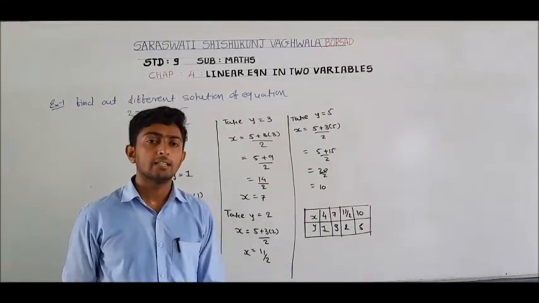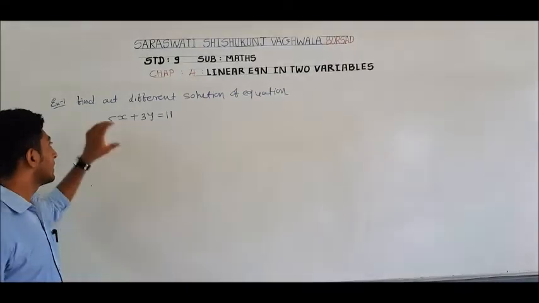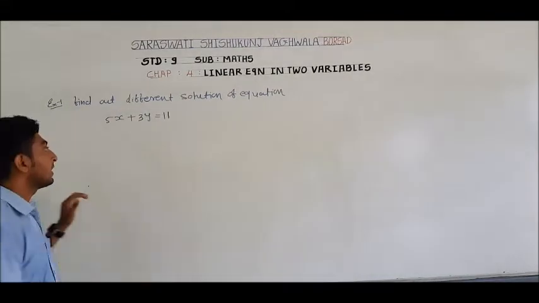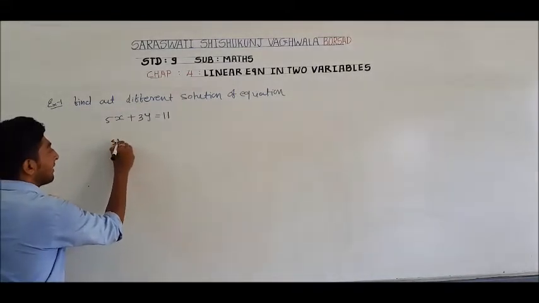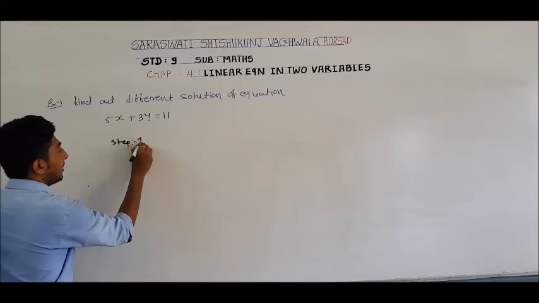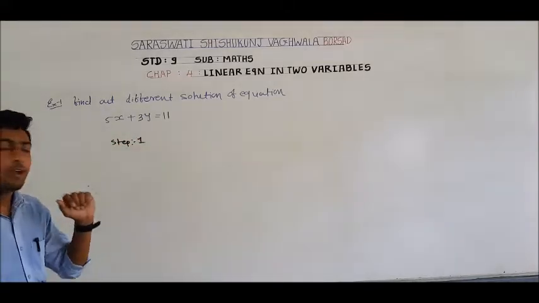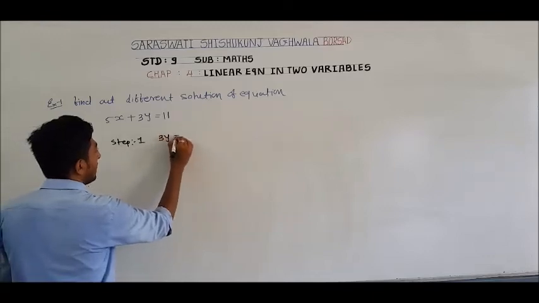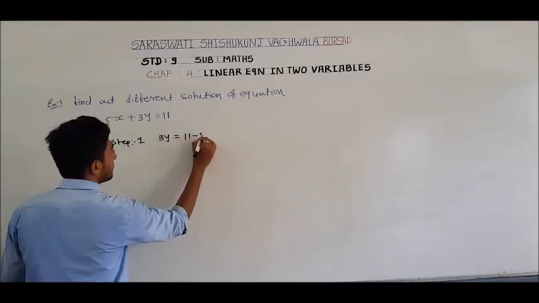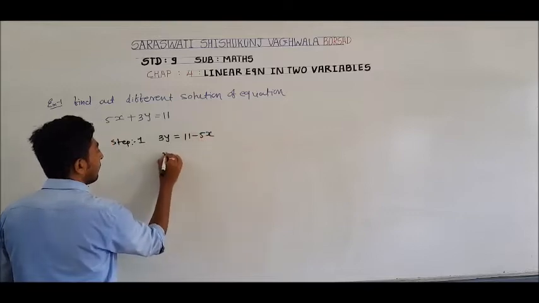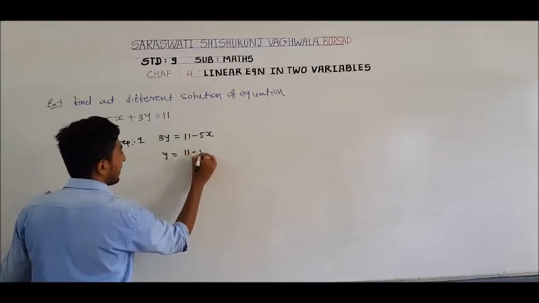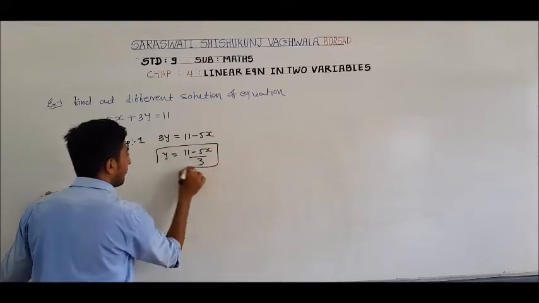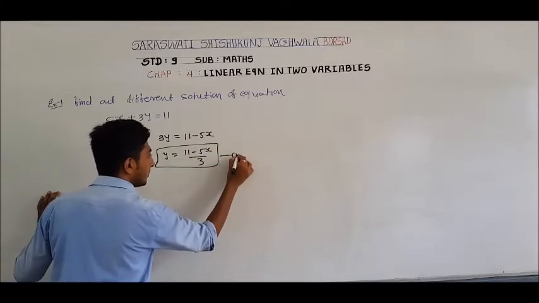Let us see another example. Another example is 5x plus 3y equal to 11. What is our next step? Step 1 is to make one variable the subject. So I can write 3y equal to 11 minus 5x. So y equals (11 minus 5x) divided by 3. This is our first step.